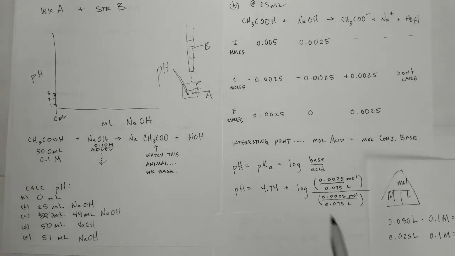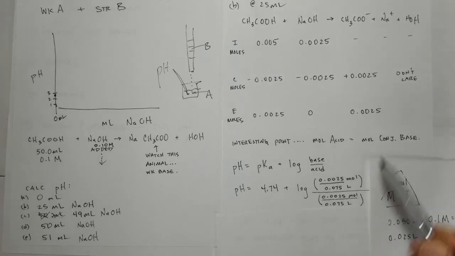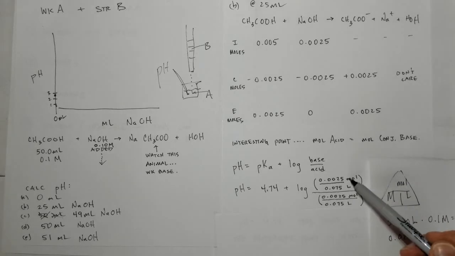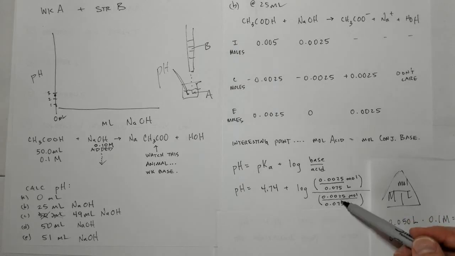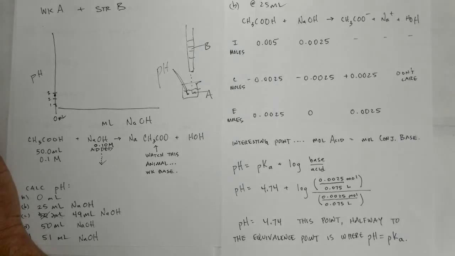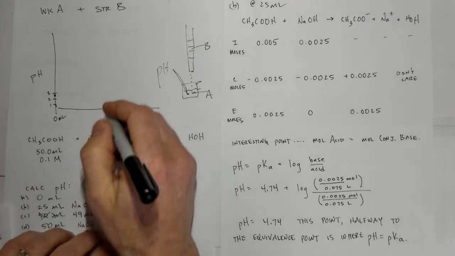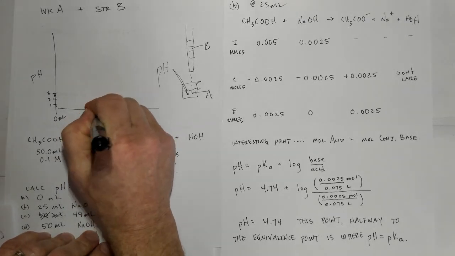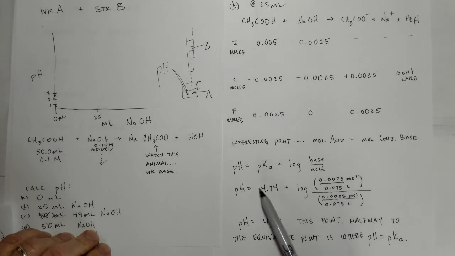First of all, if you're able to use the Henderson-Hasselbalch equation, you don't have to worry about converting back from moles to molarity because the volumes are going to be the same, and those are going to cancel out. So you can just divide those two. This one turns out to be really special because the top and the bottom cancel out, so you end up having the log of 1. And the log of 1, of course, is 0, so the pH is equal to 4.74. This point happens to be halfway to the equivalence point, and it's where the pH is equal to the pKa. So at 25 mils, let's put 25 mils right here, we are at 4.74.